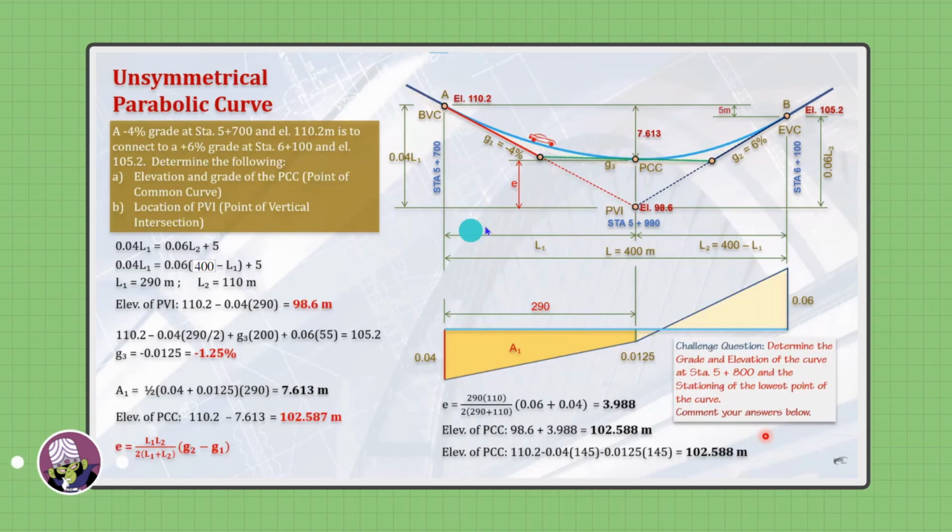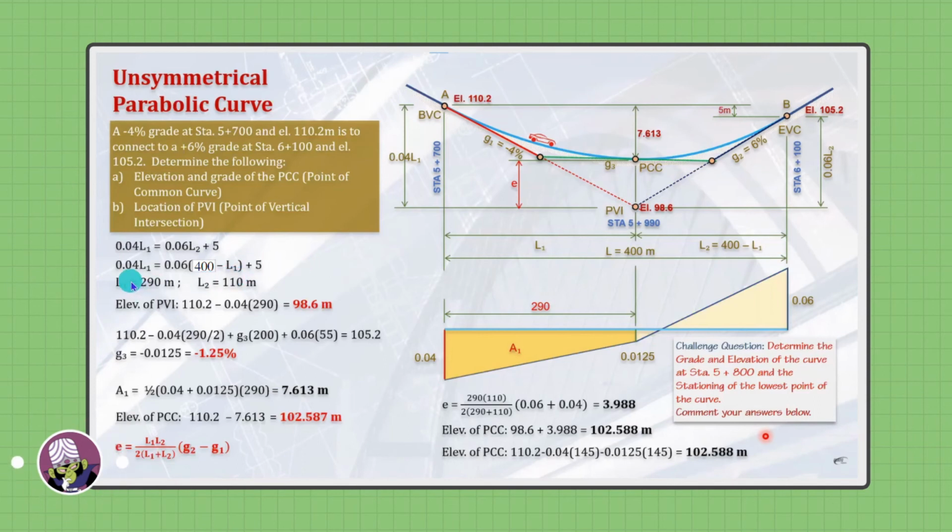We got this because slope is rise over run and we have the gradient given, which is negative 4% and negative 6% at L1 and L2. Therefore the elevation is the product of the gradient by the L, which is 0.04 L1 and 0.06 L2. So this is how we got this. 0.04 L1 is equals to 0.06 L2. We placed plus 5 because there is a vertical offset of 5 meters.